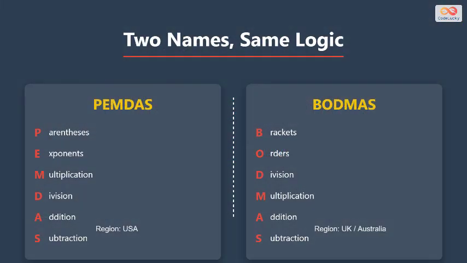Depending on where you live, you might use a different name. In the US, it is commonly called PEMDAS. In the UK and Australia, it is often called BODMAS. But don't worry, they mean exactly the same thing. P stands for parentheses, which is the same as B for brackets. E stands for exponents, which is the same as O for orders. The rest are multiplication, division, addition, and subtraction.